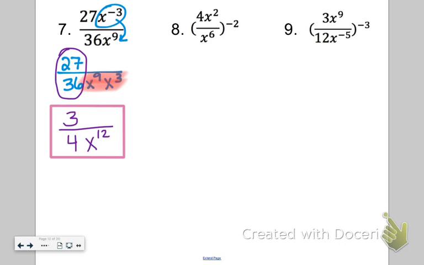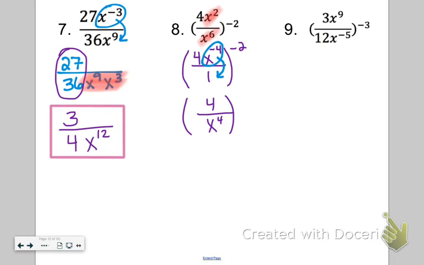Number 8, it's always easiest when we simplify what's inside the parentheses first. So I know I need to use my division rule with x to the 2 over x to the 6. Now 2 minus 6 gives me negative 4. So I'm going to put a 1 in the denominator because everything left. But because I have that negative exponent, it's going to move back down to the denominator and become 4 over x to the positive 4th power.